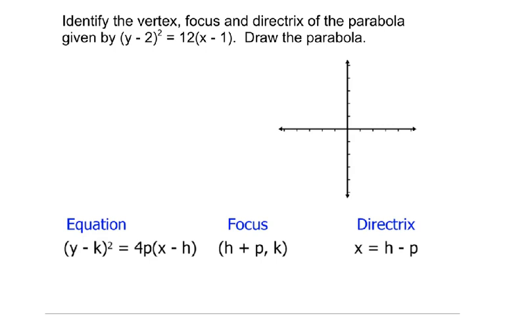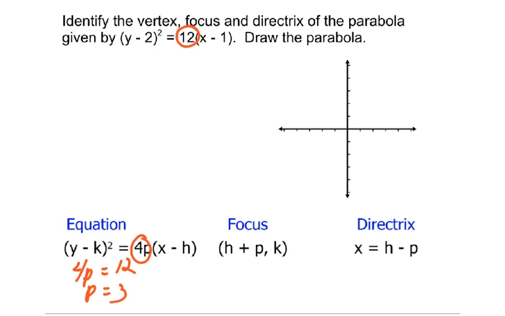Identify the vertex, focus, and directrix of the parabola given by y minus 2 quantity squared equals 12 times quantity x minus 1, and draw the parabola. So this one is a y squared. It's going to open left, right, not up, down. The number in our 4p spot is positive, so it's actually going to open to the right. We figure out what our p value is by setting 4p equal to 12, and we get that p equals 3.